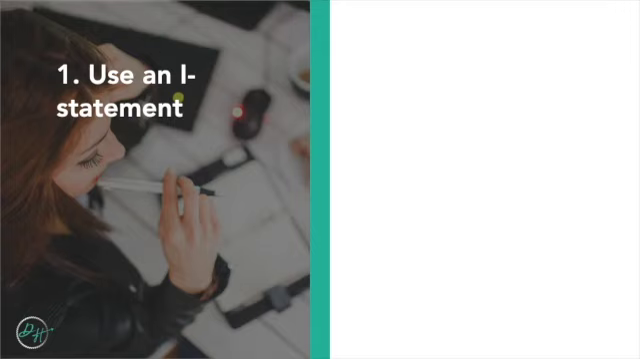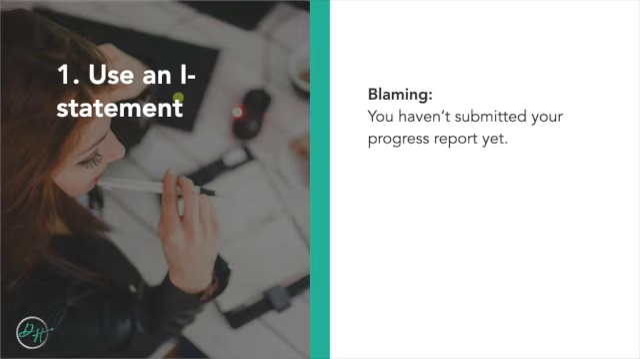So the first method is to use an I statement. If you've ever taken a course on conflict resolution, this will be familiar to you. What works as a conversational move in a face-to-face setting or a phone setting can work just as well in print. So here's an example of a blaming statement.